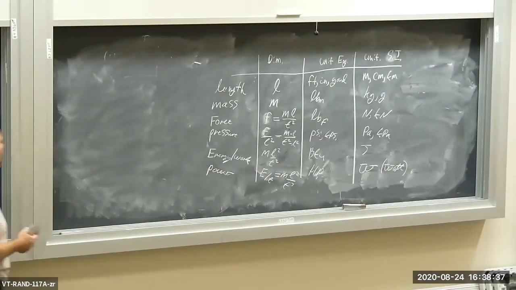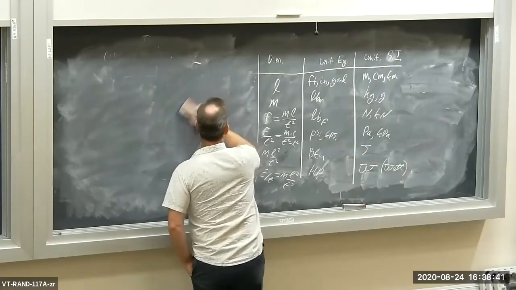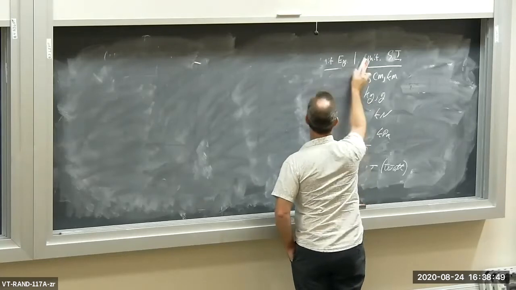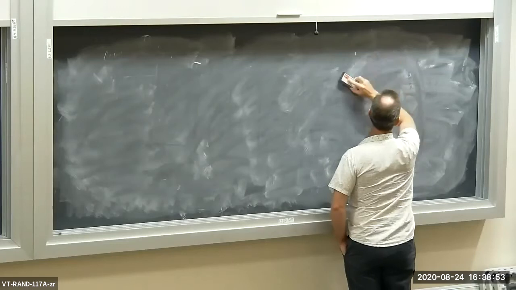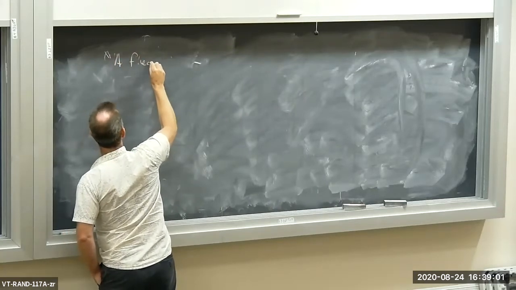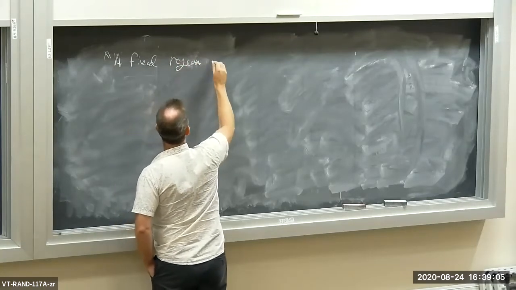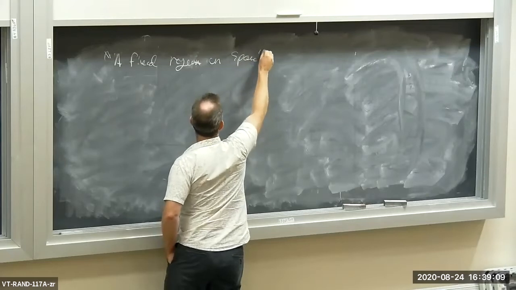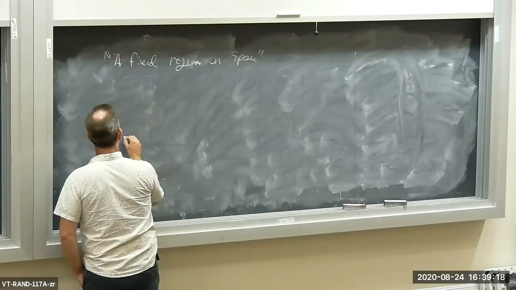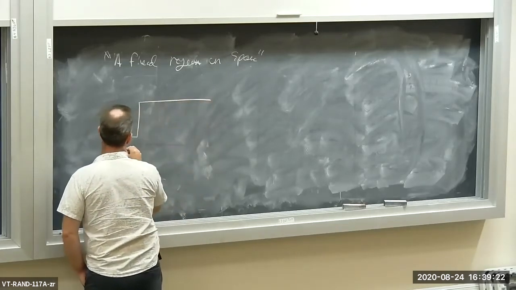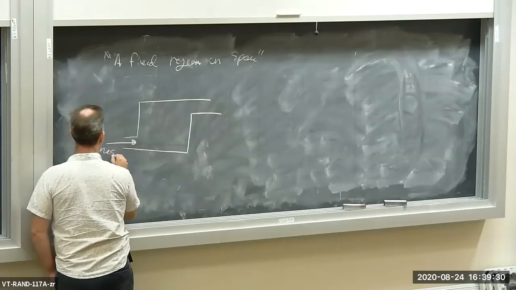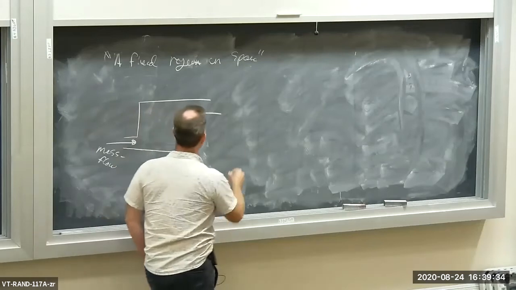What about the other definition? The other half of the definition. A fixed region in space. What is that about? A fixed region in space. How about that? Fixed region in space. Well, let's say we have some kind of a pipe or something, or a device, and it has mass flowing in, and mass flowing out.